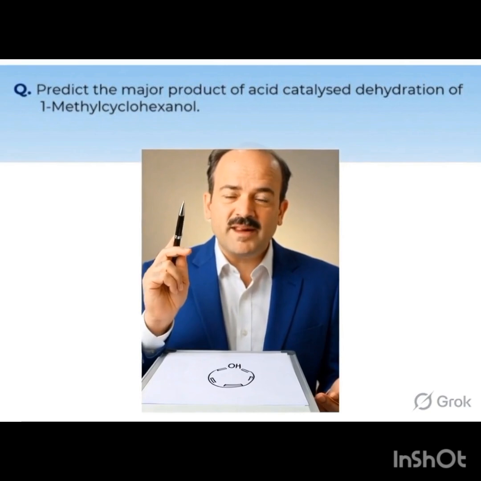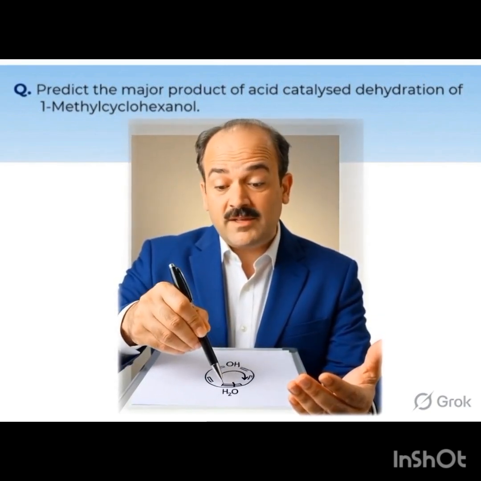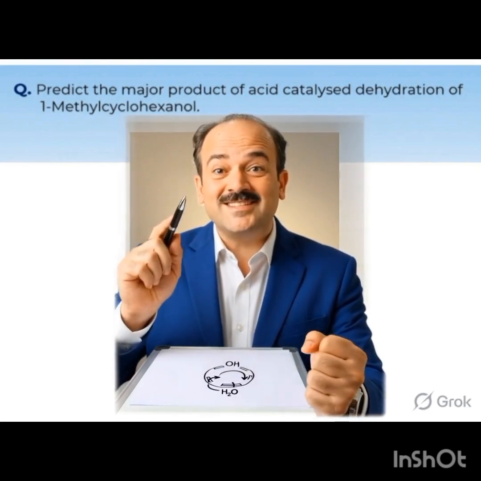The major product is 1-methylcyclohexene. The mechanism starts with protonation of the alcohol. This is followed by loss of water, forming a carbocation. Finally, deprotonation yields the alkene.